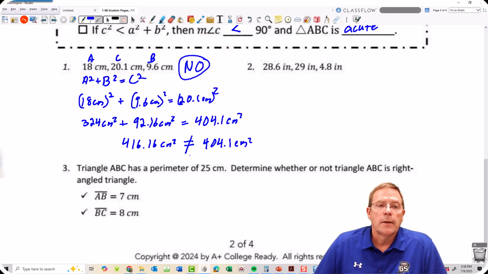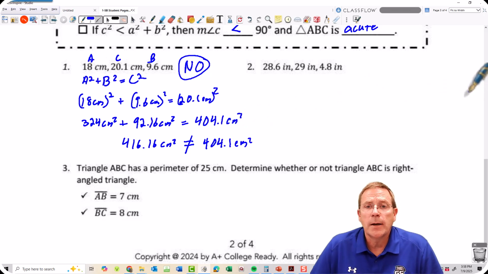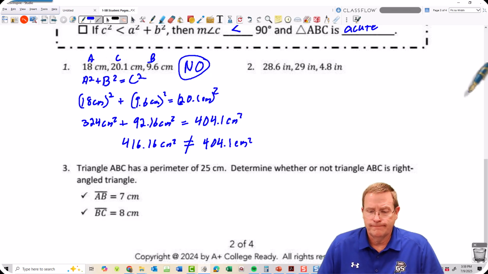In this case, the value of the 2 of them squared is greater than the c squared, so that means it's actually going to be an obtuse triangle. Now you pause the video and do number 2 on your own.